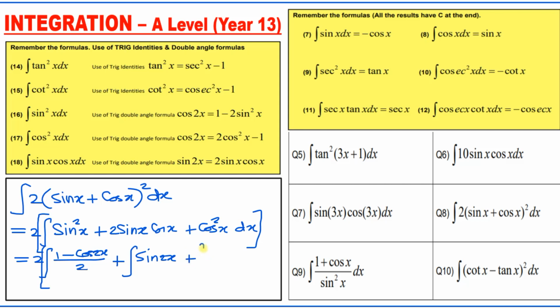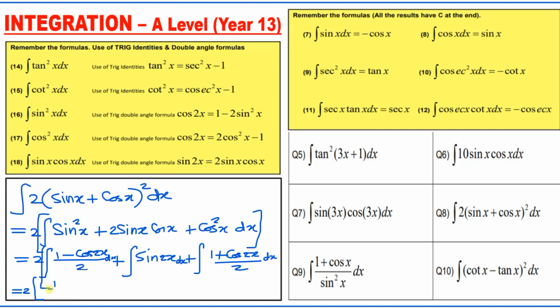Now, integrating cos squared x, which can be written as (1 plus cos 2x) divided by 2. Everywhere there's a dx there, careful, so we are integrating with respect to x. Now you can tell the answer. The 2 is outside and the bracket 1 over 2 is there.